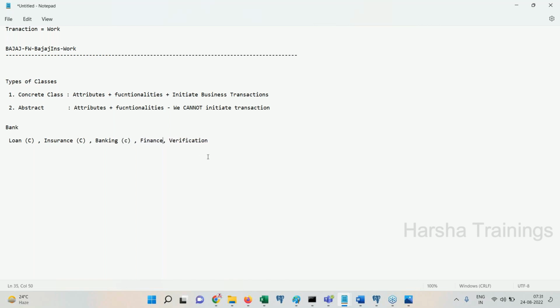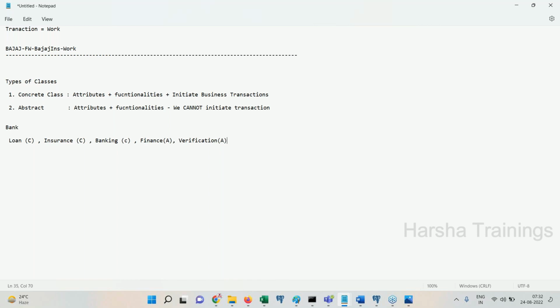Finance department, does it have any capability to initialize the business transactions? Whatever comes in, it will process, but it doesn't initialize either loan or insurance or banking. As part of loan processing, insurance processing, or banking transaction processing, if something comes to the finance department, it will be taken forward, just getting its task done. And verification department, can it initialize any business transactions? So the finance department is going to be abstract, and the verification department, I'm sorry, is also abstract.